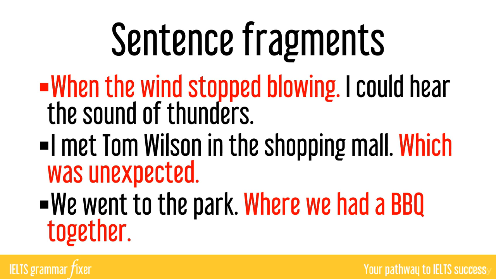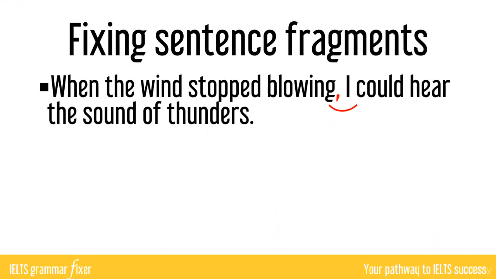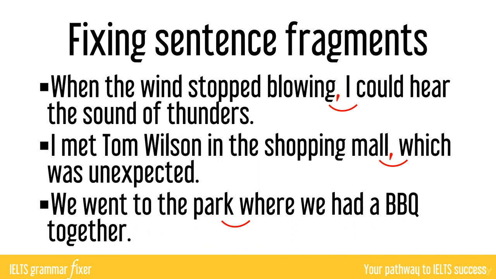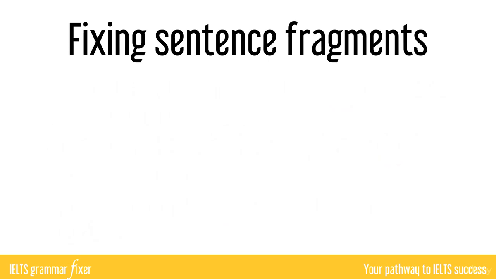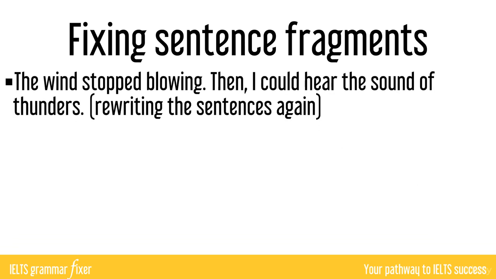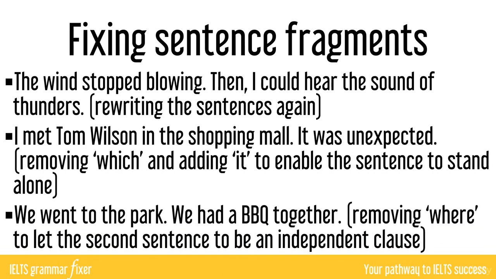The simplest and quickest way to solve this issue is to connect them to the adjacent complete sentence like this. Now, all the sentences are properly connected. The second way to fix sentence fragments is to either completely rewrite the whole sentence, or add the missing part to the fragment, or remove unnecessary words that prevent the fragment from standing alone. If you rewrite the two sentences, you will end up with this.